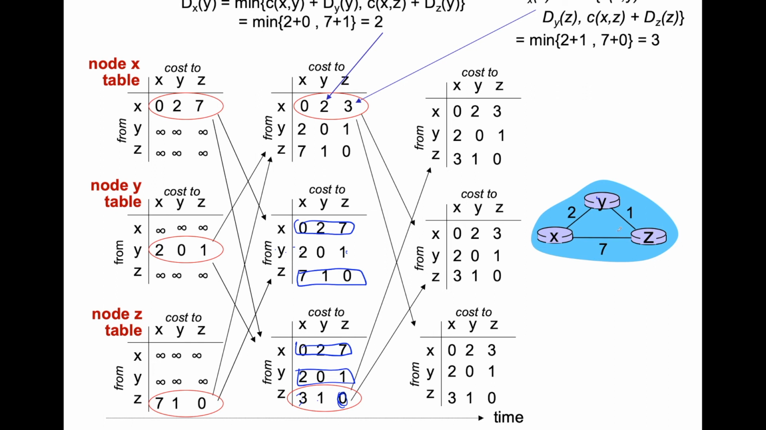Likewise, to go from Z to Y, we could either go through Z's neighbor Y, 1 plus 0, or Z's neighbor X, 7 plus the distance vector 2, or 9. So we're going to go through Y, and that's going to be a cost of 1.